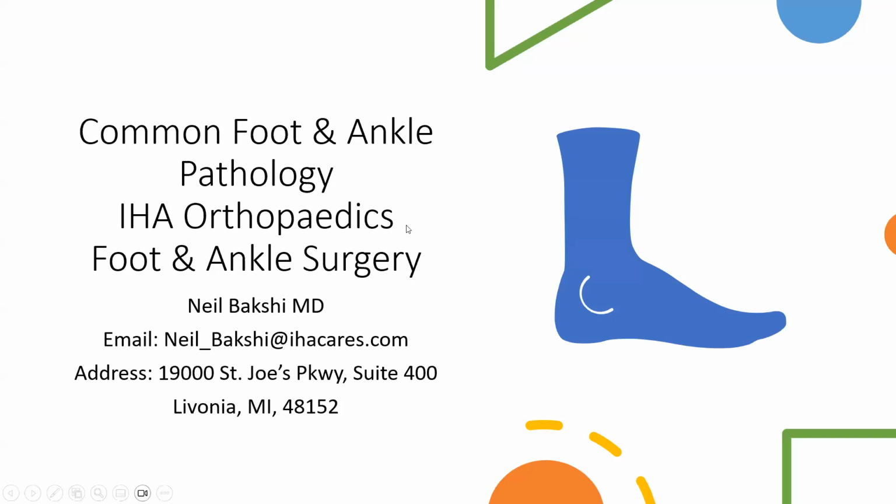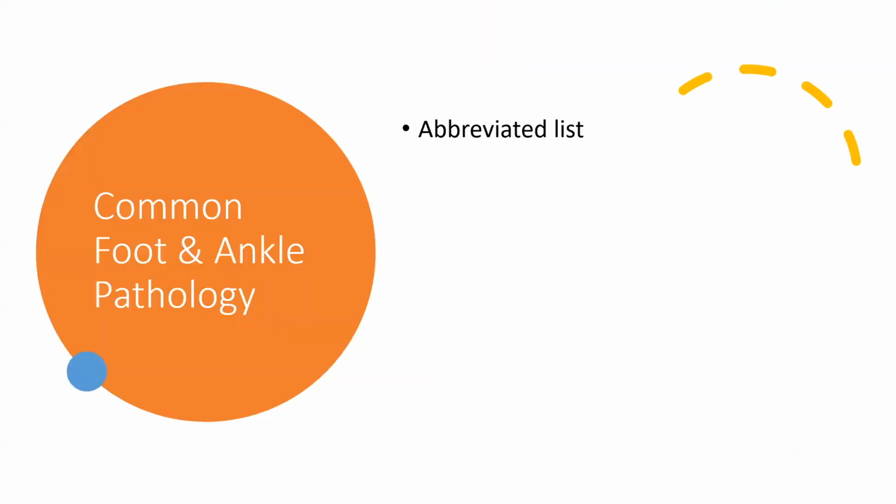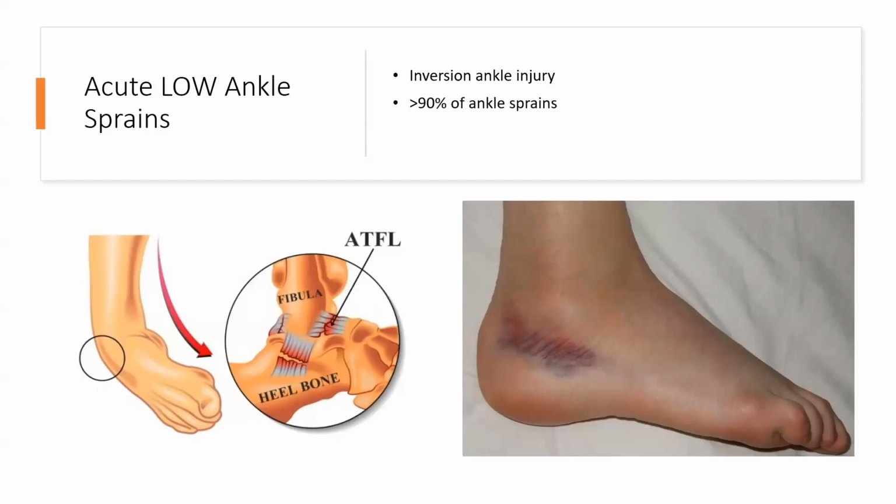This is going to be an abbreviated list of common foot and ankle pathology, but if you have questions about other pathology, feel free to, like I said, ask in the chat. I'm going to go through the most common things that come through my clinic, and we'll go from there. Really the most common thing that comes into my clinic is a classic acute low ankle sprain. This is your classic inversion ankle injury from either playing a sport or walking on uneven ground, and you twist your ankle.